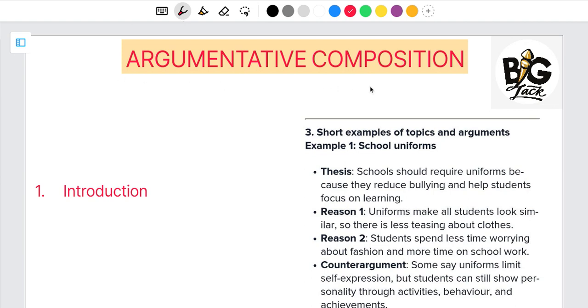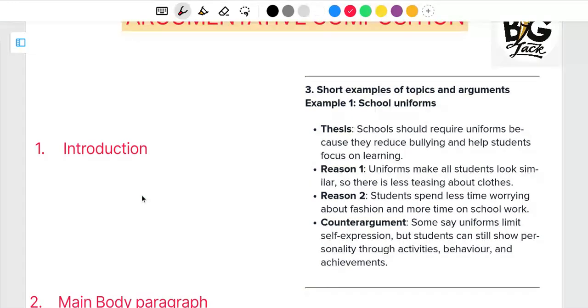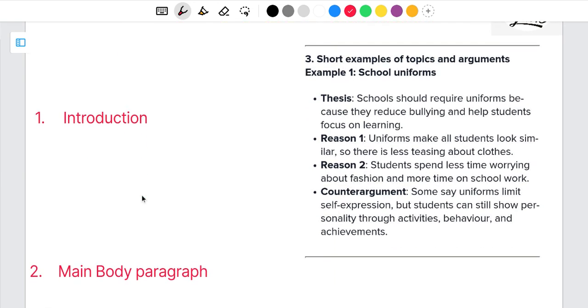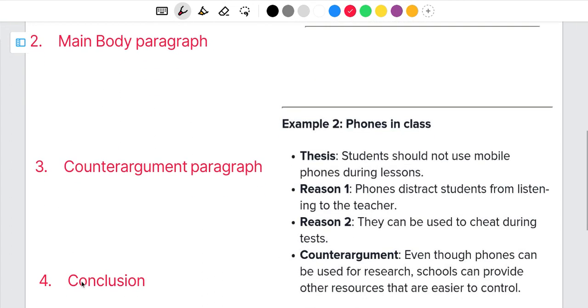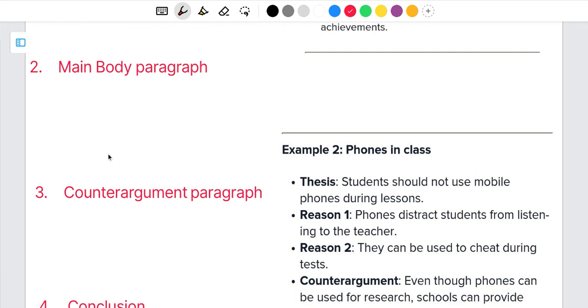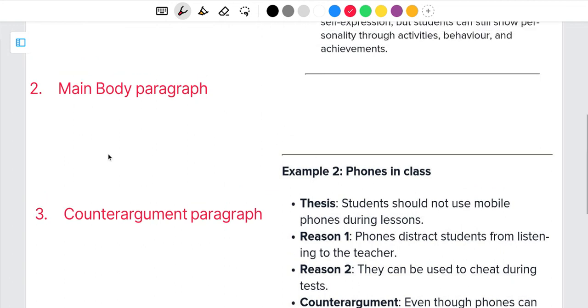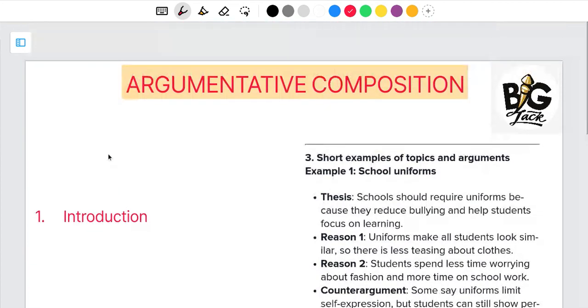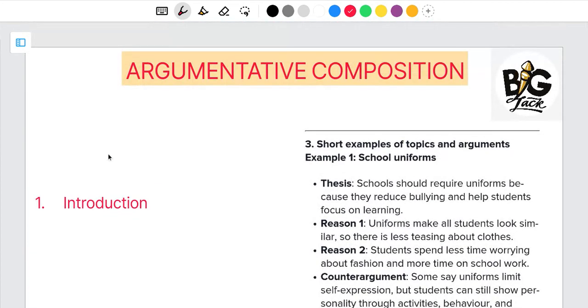So we are looking at the argumentative composition. Like other compositions, it has a structure: the introduction, the main body paragraphs, as well as the conclusion. But this one, interestingly, has the counter argument paragraph. The counter argument paragraph is optional. You can put it or you can leave it out. You need to know the definition of an argumentative composition, and you need to know how to write it. It's a very simple composition that you may choose to write in an exam.